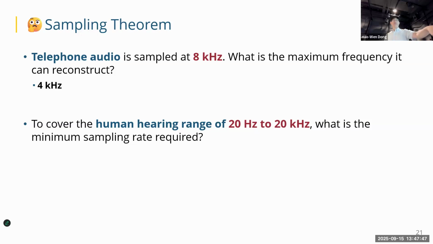So how about to cover the human hearing range of 220 hertz to 20K hertz? What's the minimum sampling rate required? Oh, yeah. And that's actually why we now have 44.1 and 48K hertz, because that's just slightly above 40K hertz. People always ask, why 44.1? It's so random. But basically, they want 40K, but slightly above. And somehow, I don't know why, they pick 44.1.